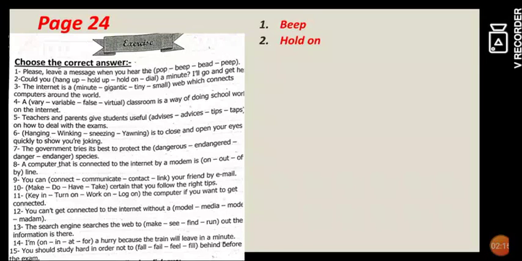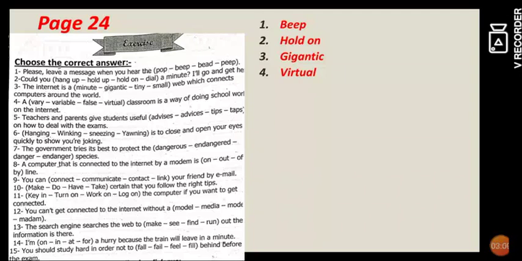Number 2. Could you hold on a minute? I'll go and get her. Hold on here means continue. So, could you hold on a minute, could you continue for a minute? I'll go and get her. Number 3. The internet is a space web which connects computers around the world. So the answer will be computer. The internet is a gigantic.